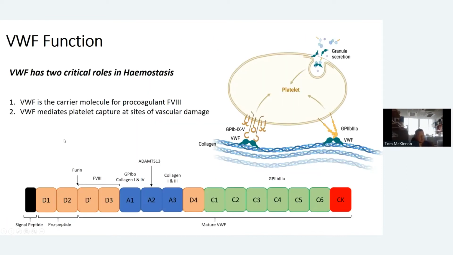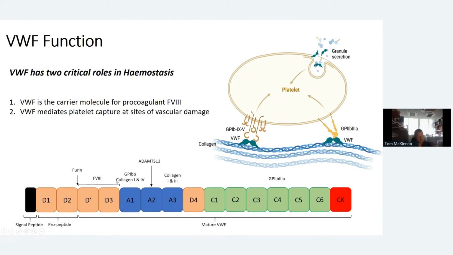So, what does this protein do? We've got this big sticky protein that circulates like a border string and is highly responsive to shear stress. As I said, it's the carrying molecule for procoagulant factor VIII. But the most important function, which we're going to focus on today, is that it mediates platelet capture at sites of vessel damage.